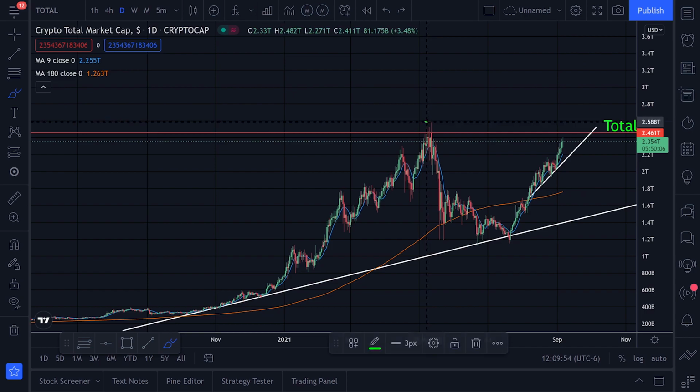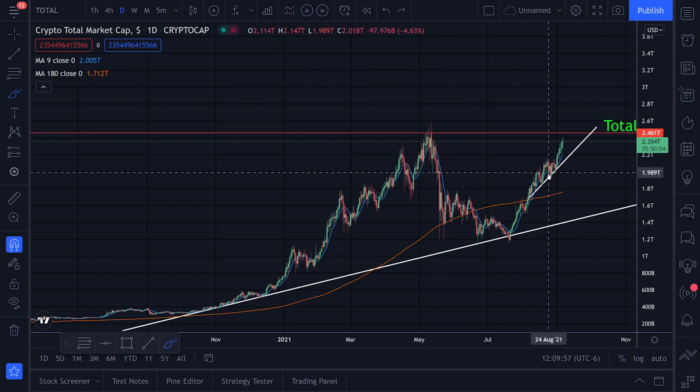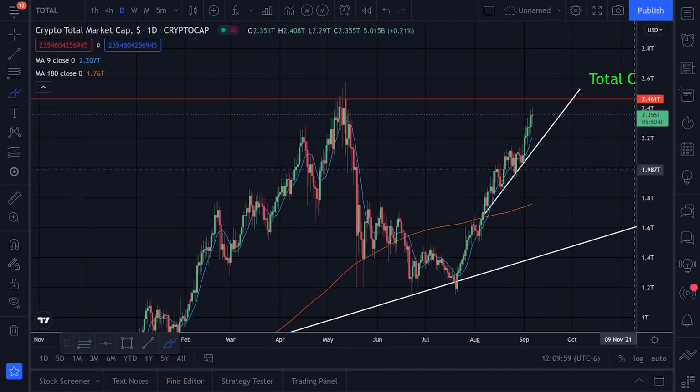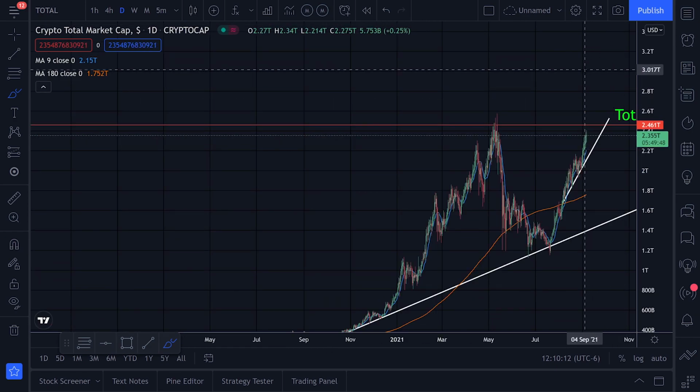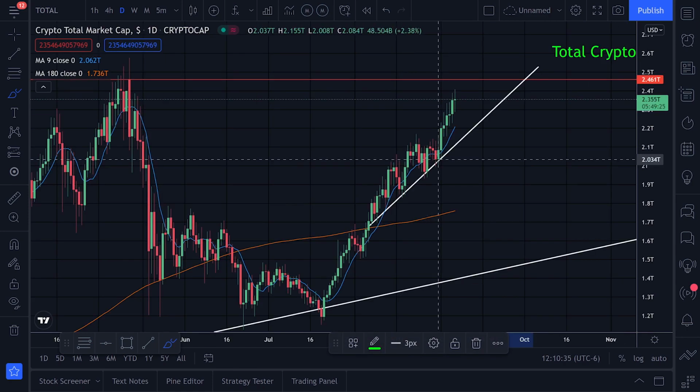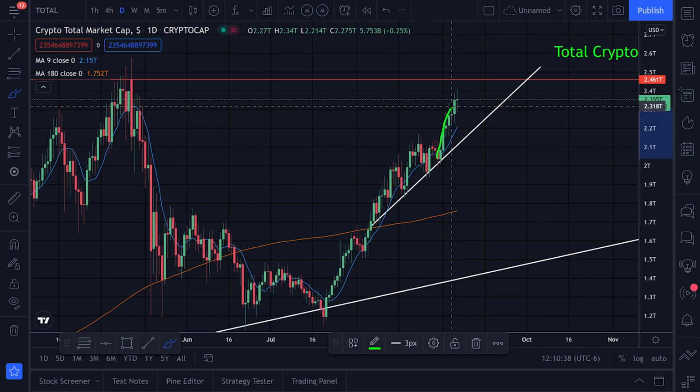I think if we could break this level right here at around 2.6 trillion, it's going to be even more bullish. I think maybe a next level to watch would be 3 trillion. That'd be kind of like a psychological level. But yeah, in general, it looks like we've been getting some nice green candles.